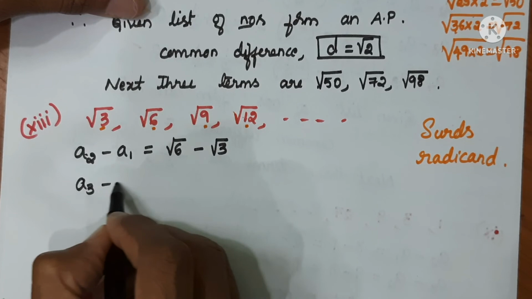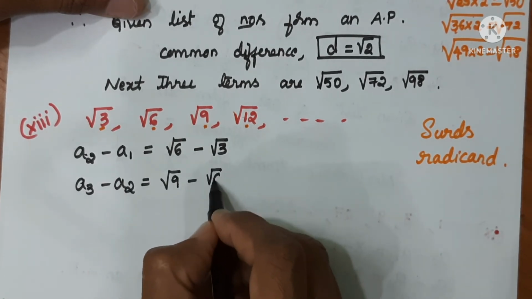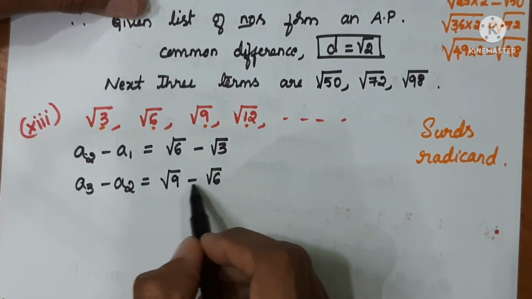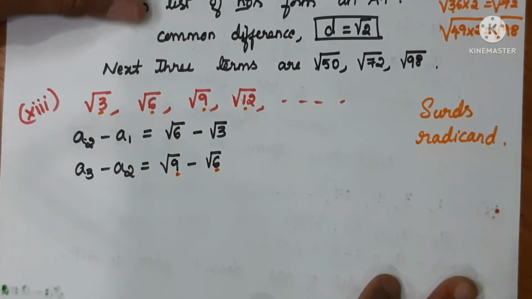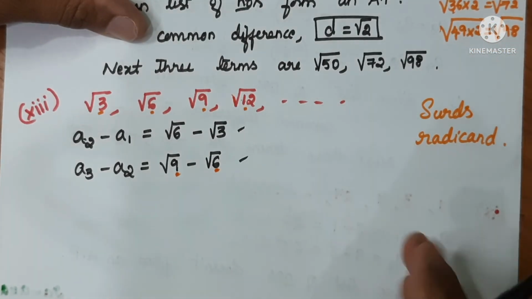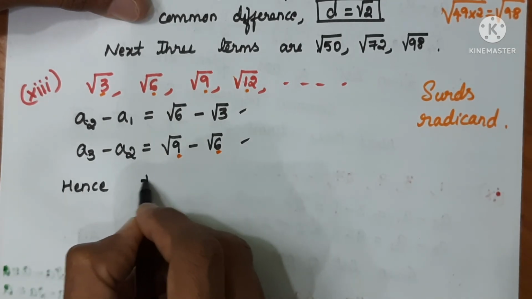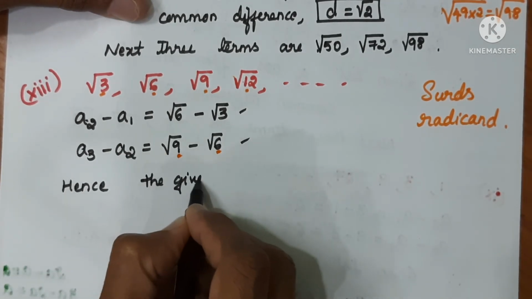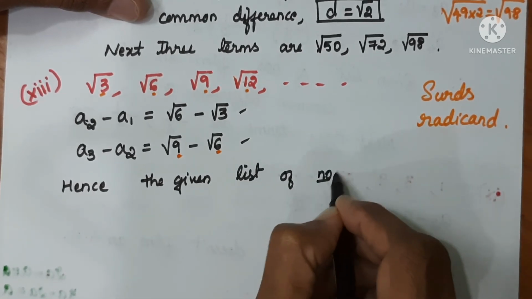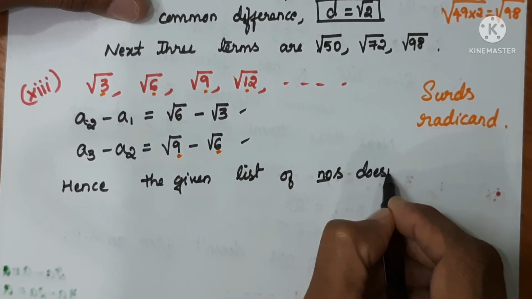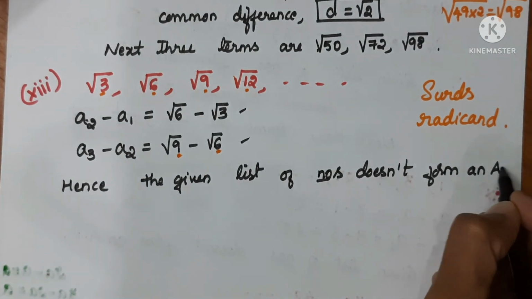Now third term minus second term is root 9 minus root 6. Here also we cannot subtract these two because they have different radicands. Clearly the common difference is not the same. Hence the given list of numbers does not form an AP.